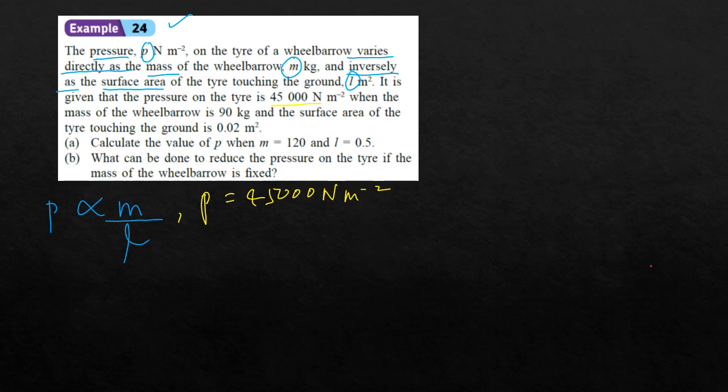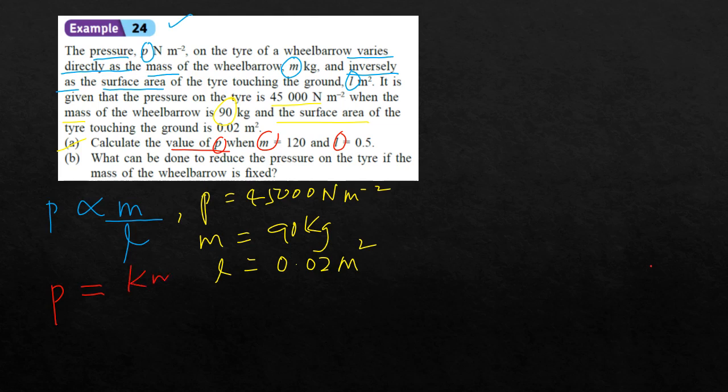And then your mass is 90 kg. And then the surface area, that is your L, of the tire touching the ground is 0.02 meter square. So the question is calculate the value of P when M and this L are given to you. Of course, before you can find your P, you have to first find your K.